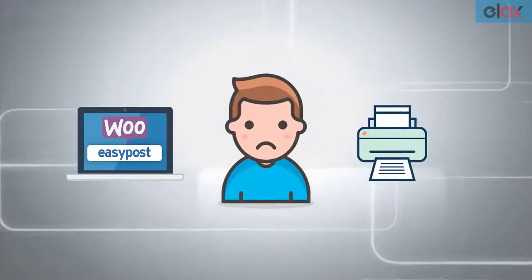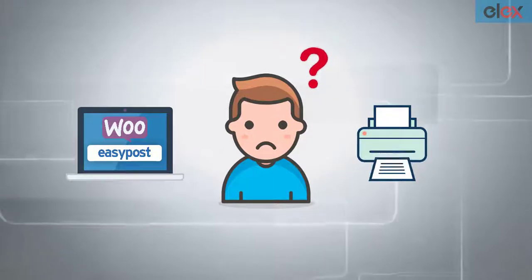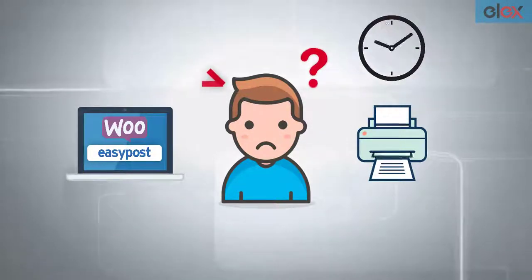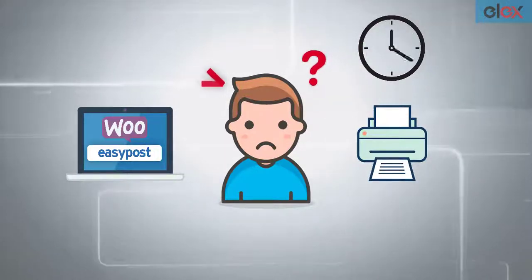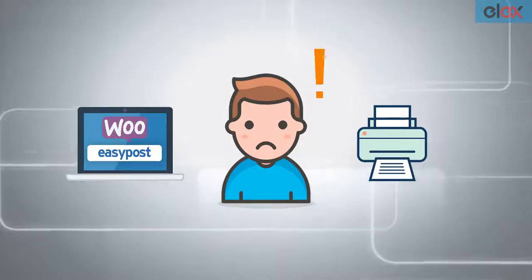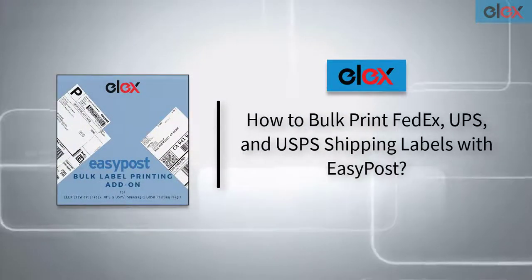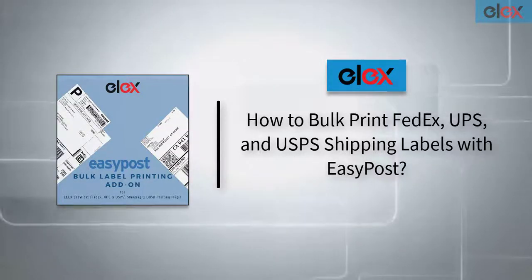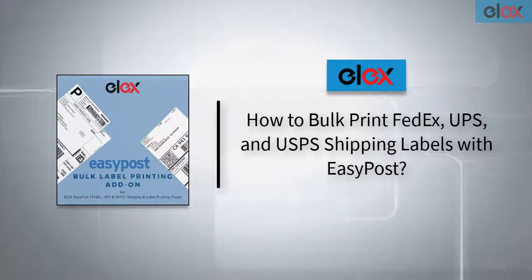Are you finding it difficult to create shipments and print EasyPost labels for each individual order in your WooCommerce store? This process could drain your precious time when you have a large number of shipping labels to be generated. What if there is an easy solution for this? In this video, we will see how to bulk print FedEx, UPS, and USPS shipping labels using EasyPost with the ELEX WooCommerce EasyPost Bulk Label Printing Add-on.